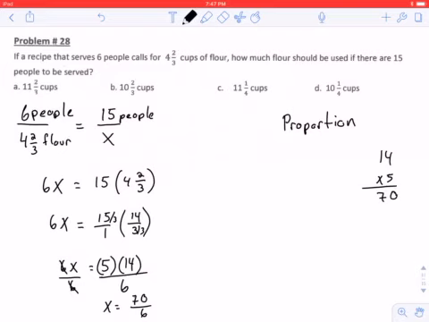70/6 is our improper fraction that they want us to convert to a mixed number. In order to do this, we're going to divide 70 by 6. 1, that's a 6. Then bring down the 0. 1 more, that's a 6. And 4 left.